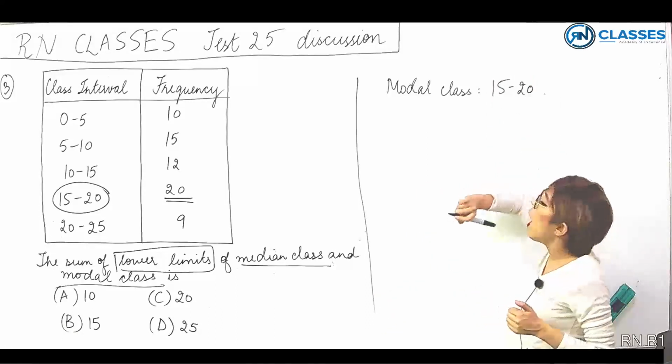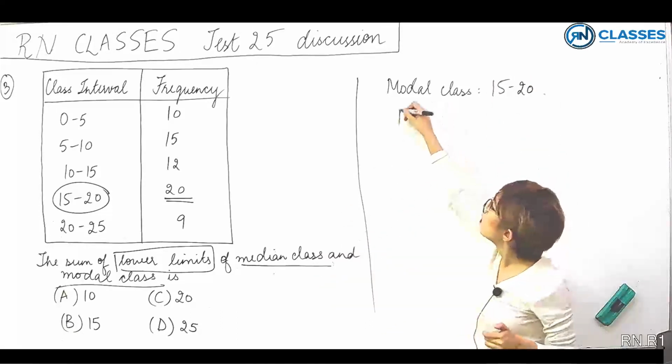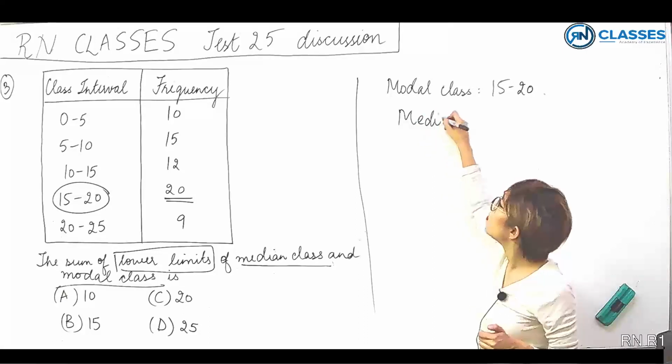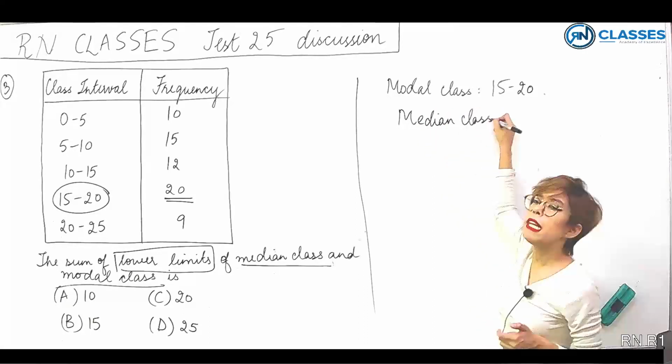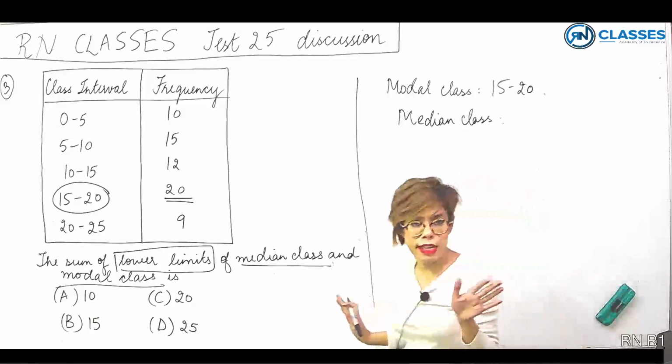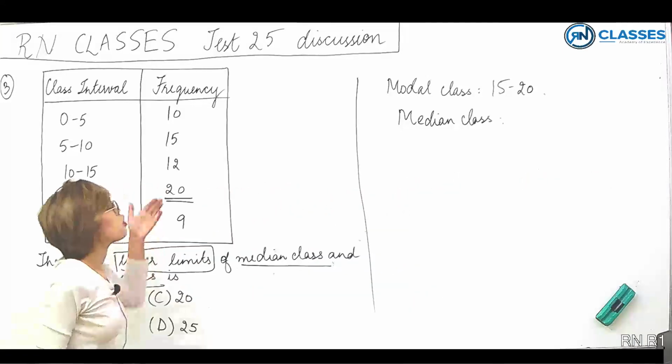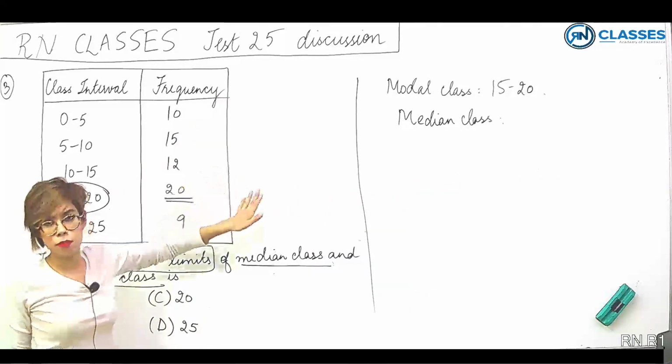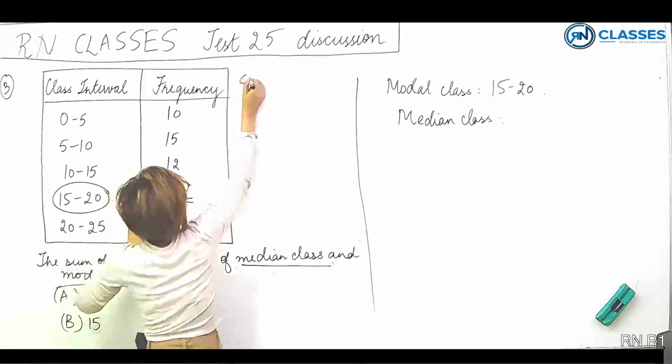Perfect. Now, I need to find the median class as well. Now, median, how did we define median? It is the value of the middlemost observation, right? Middlemost. First of all, I should have the cumulative frequency column. So let's make the cumulative frequency column.